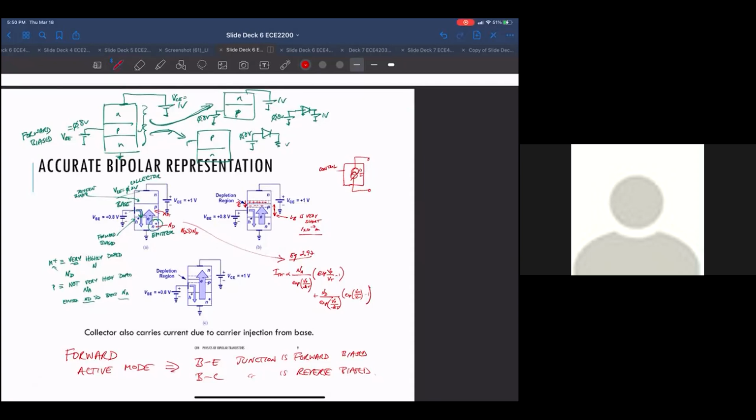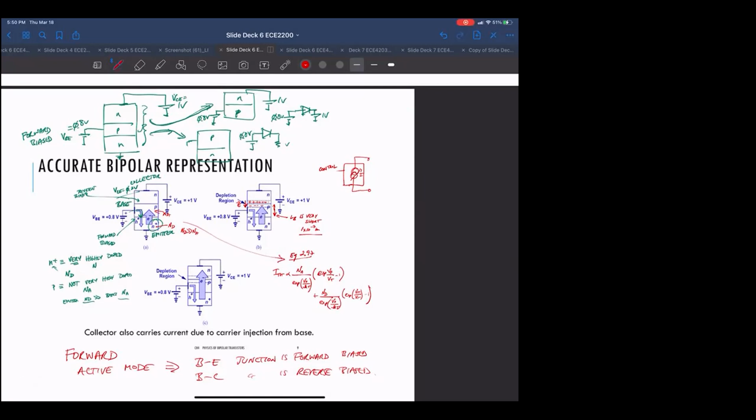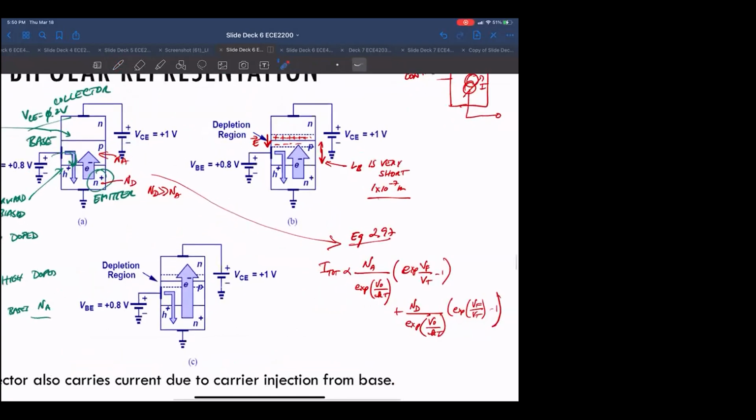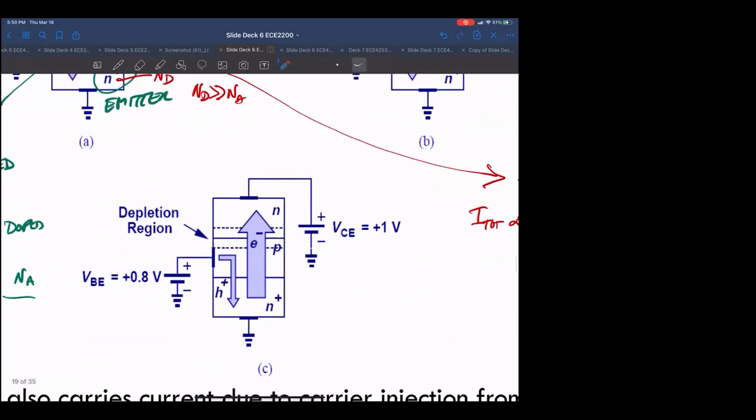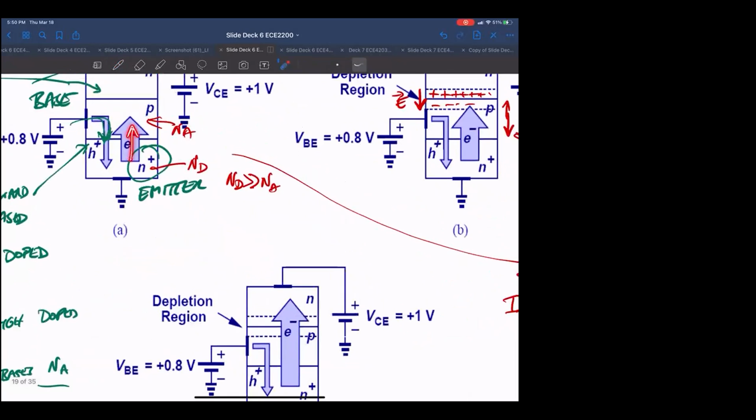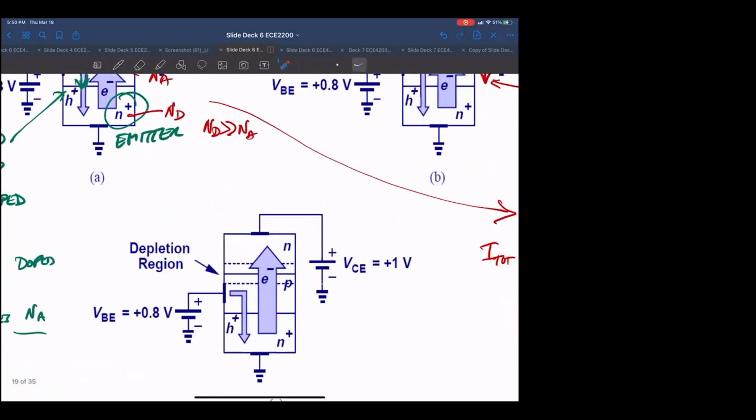So one side's the emitter, the other side's the collector. What exactly is the collector collecting, and what exactly is the emitter emitting? Sure. The emitter is emitting electrons, and it's emitting these electrons into the base. And the collector is collecting those electrons from the base and taking them out to the outside.